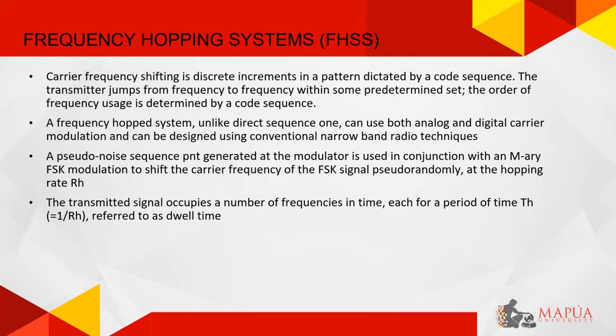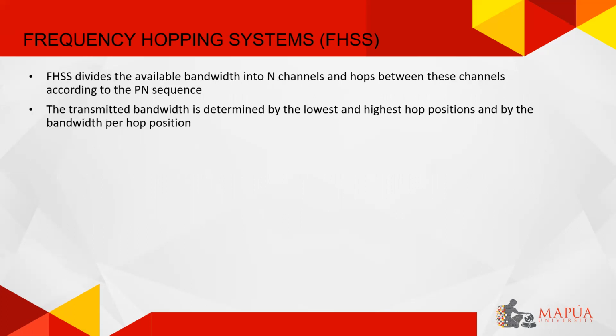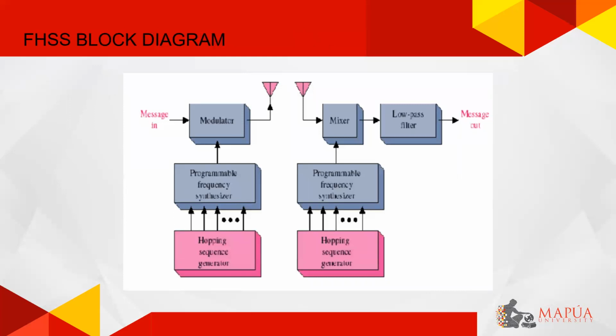A pseudo-noise sequence PNT generated at the modulator is used in conjunction with an M-ary FSK modulation to shift the carrier frequency of the FSK signal pseudo-randomly at the hopping rate RH. The transmitted signal occupies a number of frequencies in time, each for a period of time TH, equal to 1 over RH, referred to as dwell time. FHSS divides the available bandwidth into N channels and hops between these channels according to the PN sequence. The transmitted bandwidth is determined by the lowest and highest hop positions and by the bandwidth per hop position. So this is how an FHSS block diagram looks like.